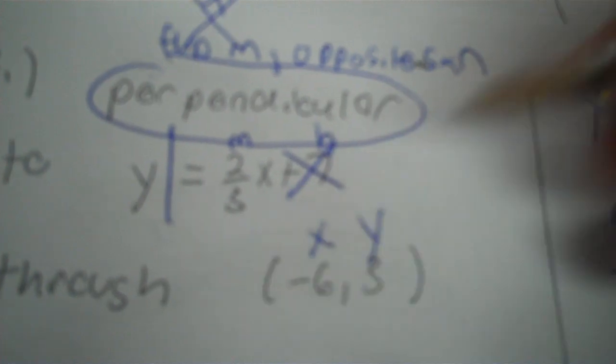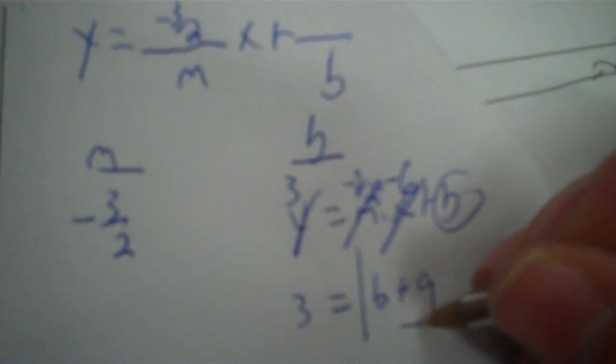So your m is -3/2. And then in your equation, when x is -6, y is 3. So I substitute 3 for y and -6 for x. Okay, so I take -3/2 times -6. That's going to be 9. Then you subtract 9 from both sides, and that's -6.